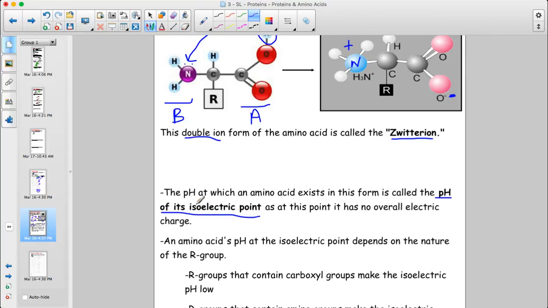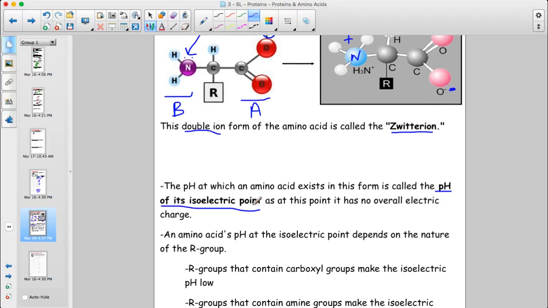Think about that term, iso. We've used that term a lot with isomers and isotopes. It really means same. So the isoelectric point means when you're at this point where there's no effect from electricity. If you think of isotonic and hypertonic and hypotonic, isotonic is when there's no change, there's no effect because concentrations are the same. Being isoelectric means that there's no effect from electricity.